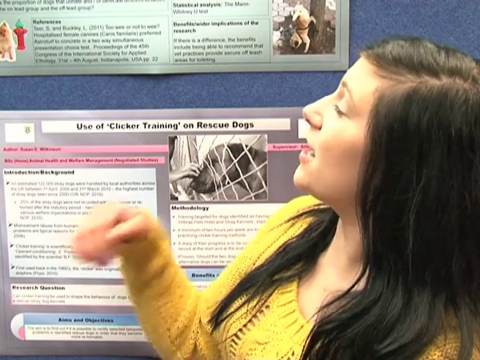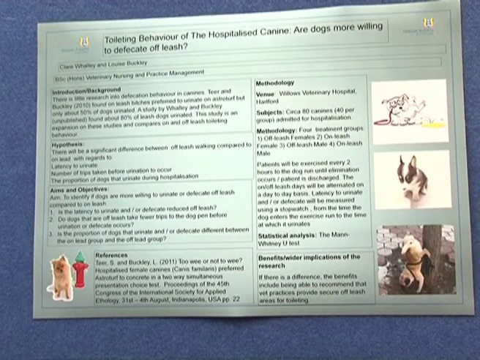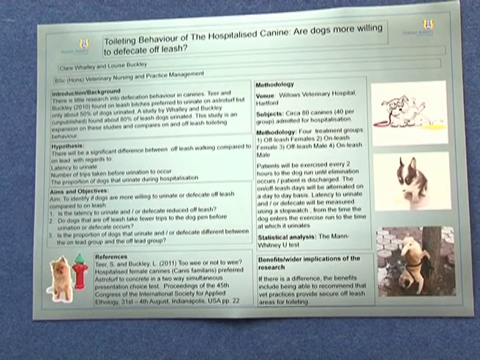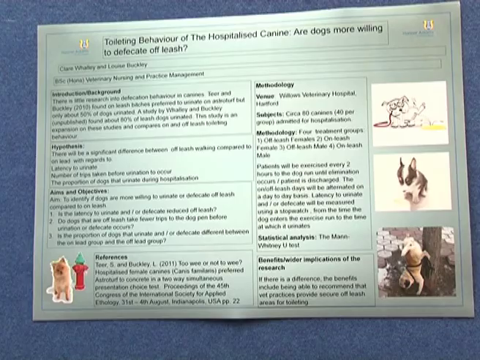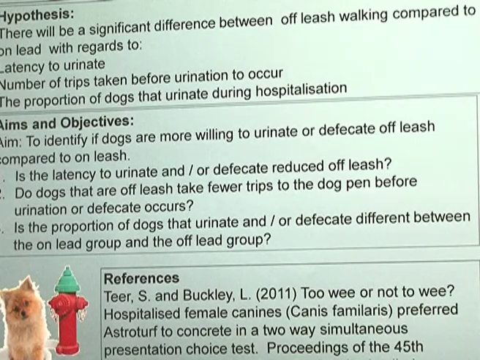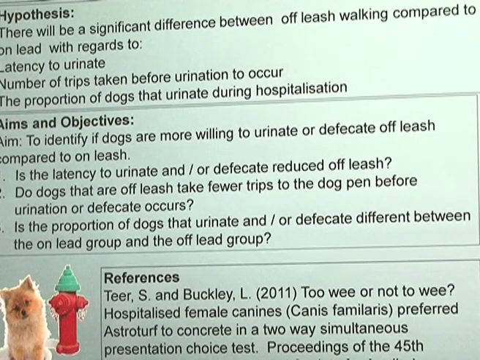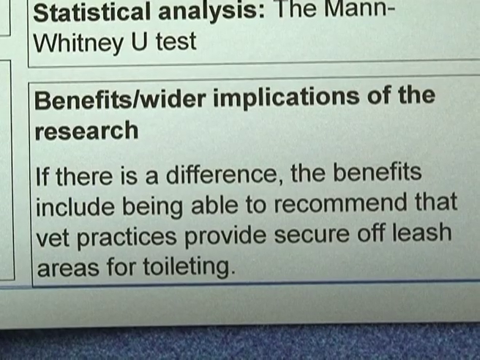So my dissertation is on toileting behaviour in canines and hospital-aged canines. This specific study is to examine whether dogs are more willing to defecate on or off lead, so I'm just going to compare the two. It's more for the veterinary side of things, because a lot of practices don't really provide specific toileting areas. It's usually a trip around the car park or whatever they have available.